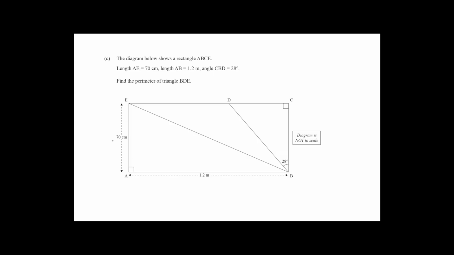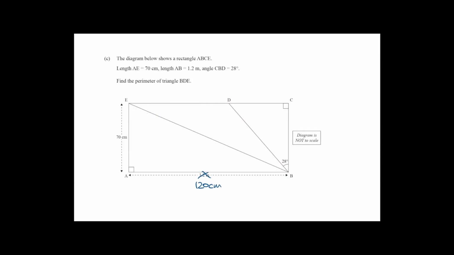So here we have a box ABCD. They're all right angles. The squares are right angle triangles. So the length AE is 70 centimeters. AB is 1.2 meters. So straight away I'm going to convert that into centimetres. You can't have something in metres and something in centimetres and work them together. It's not going to come out good. And we're given this angle here is 28 degrees. And we're then asked to find the perimeter of this triangle here.